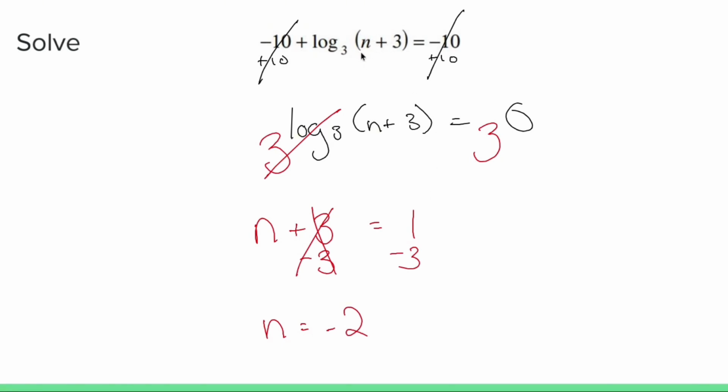And if I go up here, I'm allowed to plug in negative 2 because I'm going to get a positive log. You're not allowed to have log of a negative number, but plugging in negative 2 gives me log base 3 of 1. And so this is going to be my answer. Isn't that neat?